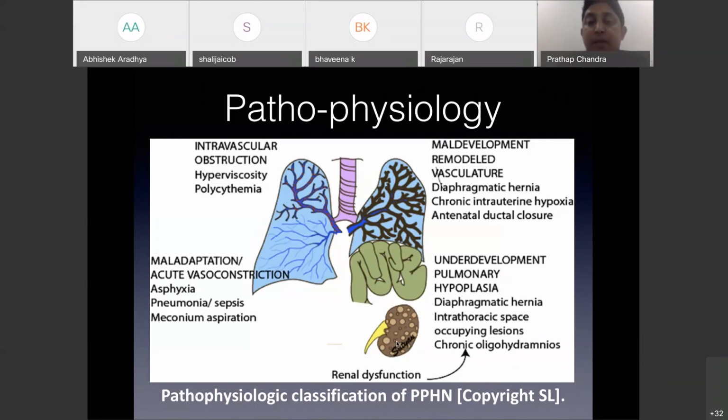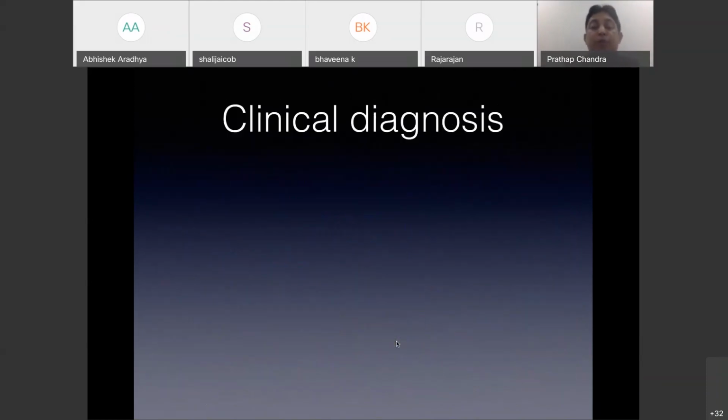So you have a baby who's been born, and we suspect this baby has pulmonary hypertension. So how do you diagnose this baby clinically? Firstly, history. As I suggested, whether there is any history of sepsis in the mother, any history of meconium aspiration, any history of aspirin ingestion, or antenatally that there is a congenital diaphragmatic hernia. All this is extremely important.